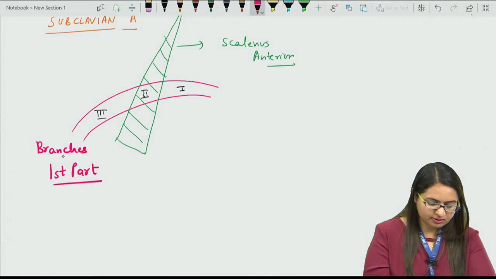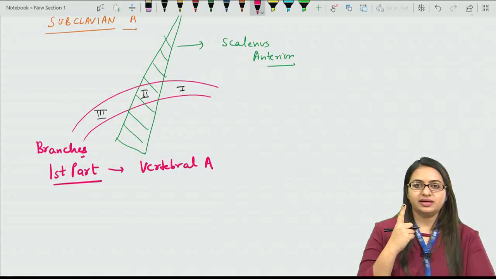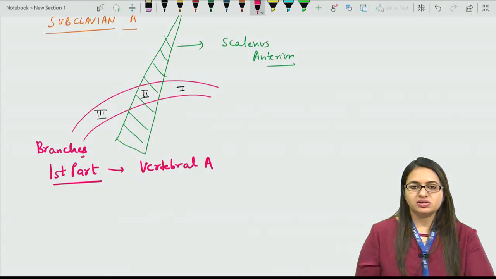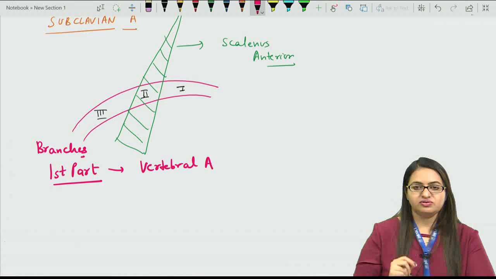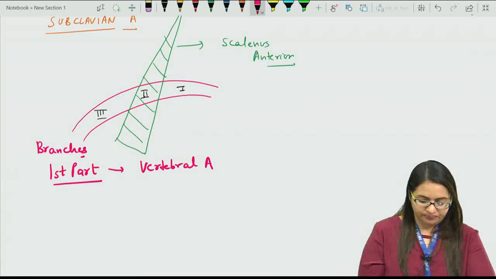Regarding the branches, the first part gives off the vertebral artery. The vertebral artery runs upwards in the neck, passing through the foramen transversarium of C1 to C6 vertebra, and then it goes further above and enters through the foramen magnum. It reaches the cranial cavity where it unites to form the basilar artery.